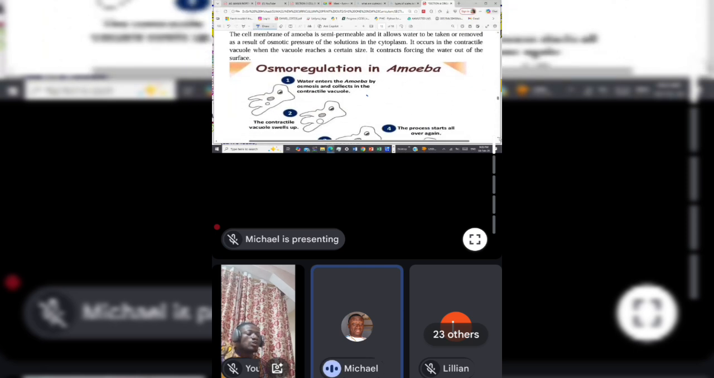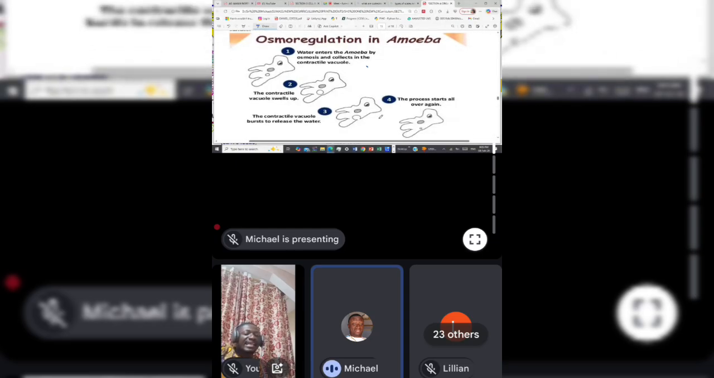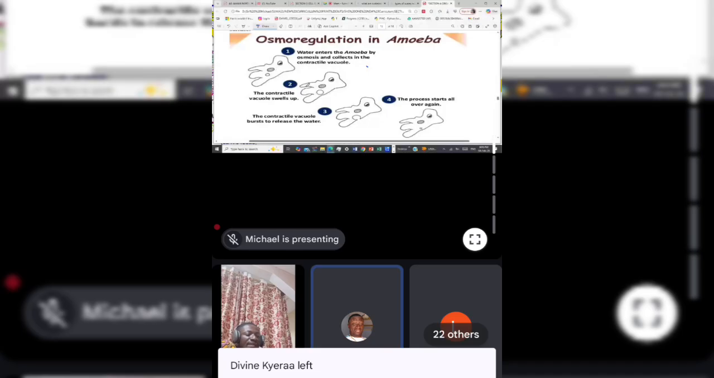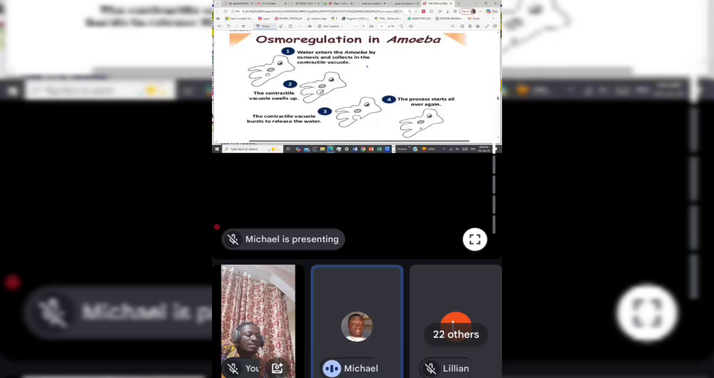So osmoregulation is like the reverse of feeding. In feeding, things move inside, but in excretion, it is coming out. So it's just like the reverse. When water enters the amoeba, it will become larger. The contractile vacuole swells up. You see, the contractile vacuole has come to the end here. Now, when it comes closer to the cell membrane, it will burst and everything will come out. It will start the process again.